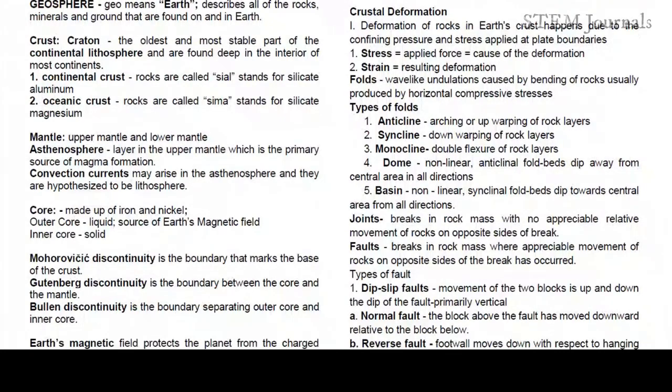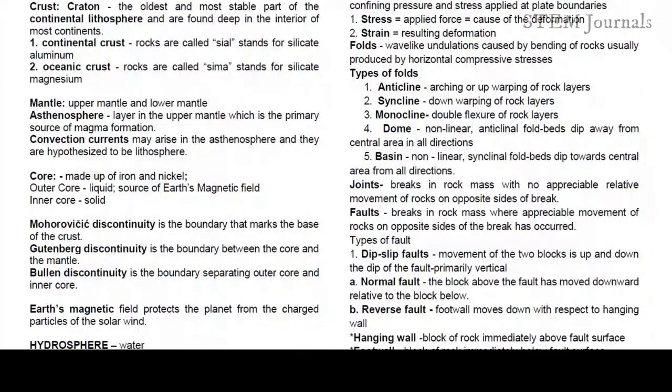And these are the different boundaries that we can see. First is the Mohorovičić discontinuity. It is the boundary that marks the base of the crust. It divides our crust and the mantle. Next, we have the Gutenberg discontinuity. It is the boundary between the core and the mantle, which subdivides the core and the mantle.